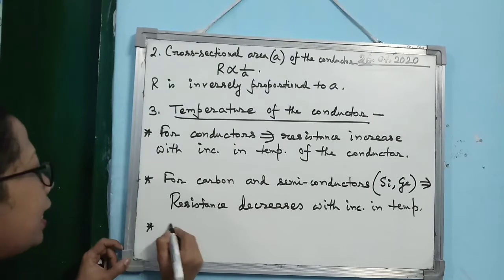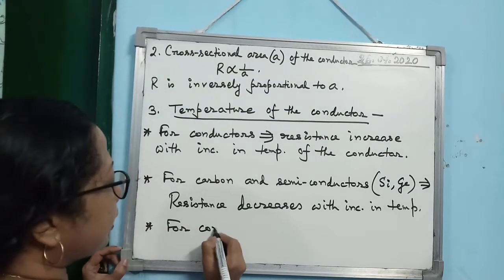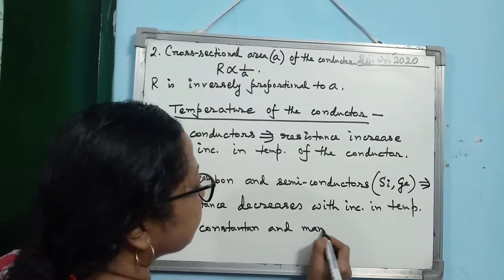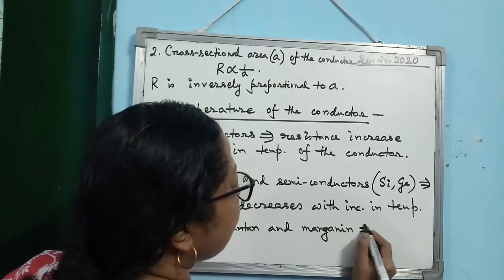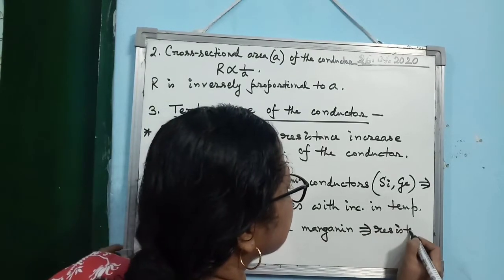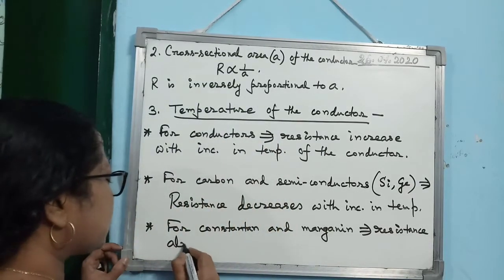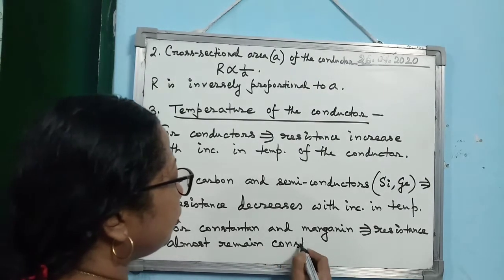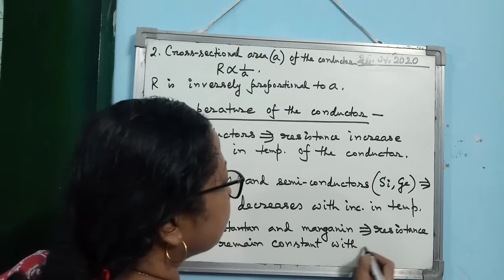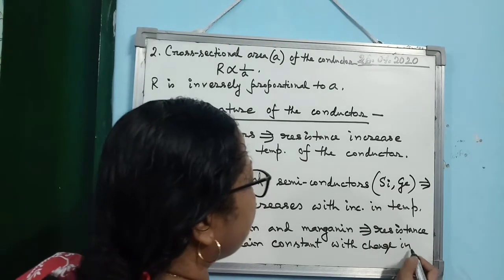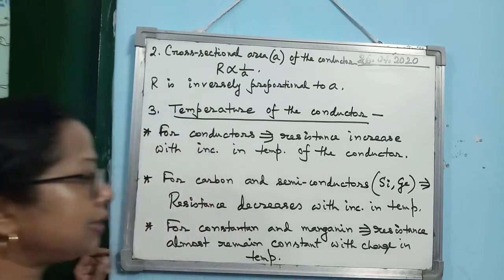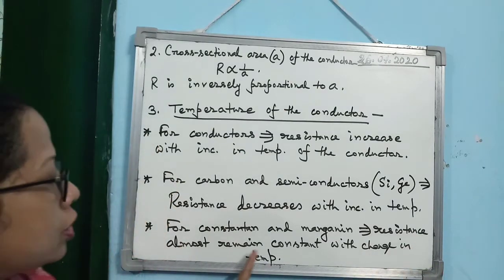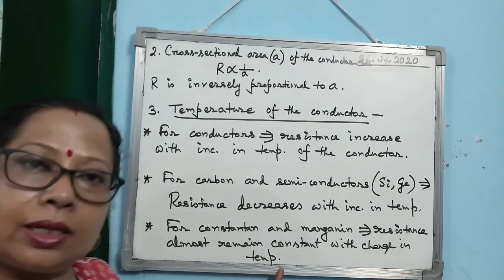Alright. Then there are certain materials known as constantan and manganin. For them, resistance almost remains constant with change in temperature. It means if you increase the temperature or decrease the temperature, the change in resistance is so small that we can neglect it. So we can say that resistance almost remains constant with change in temperature.